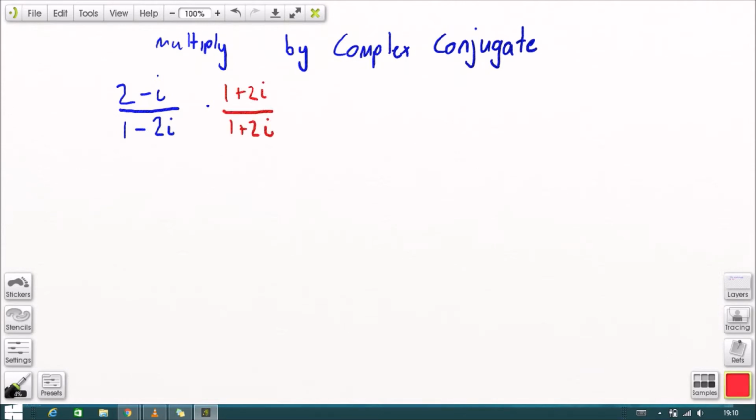Multiply and divide means we're not actually changing the equation, because 1 plus 2i over 1 plus 2i is just 1. Right, I'll expand out the numerators first.